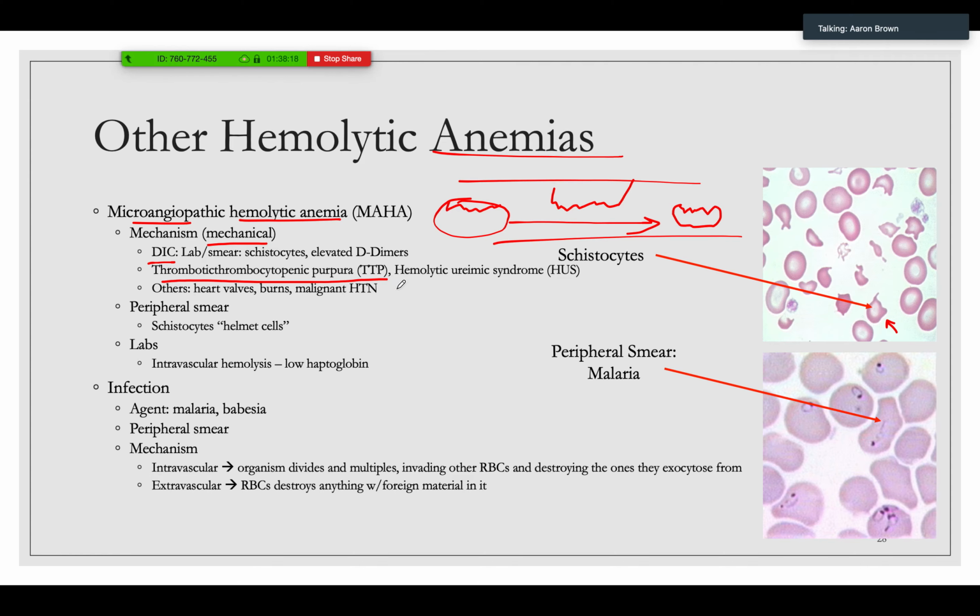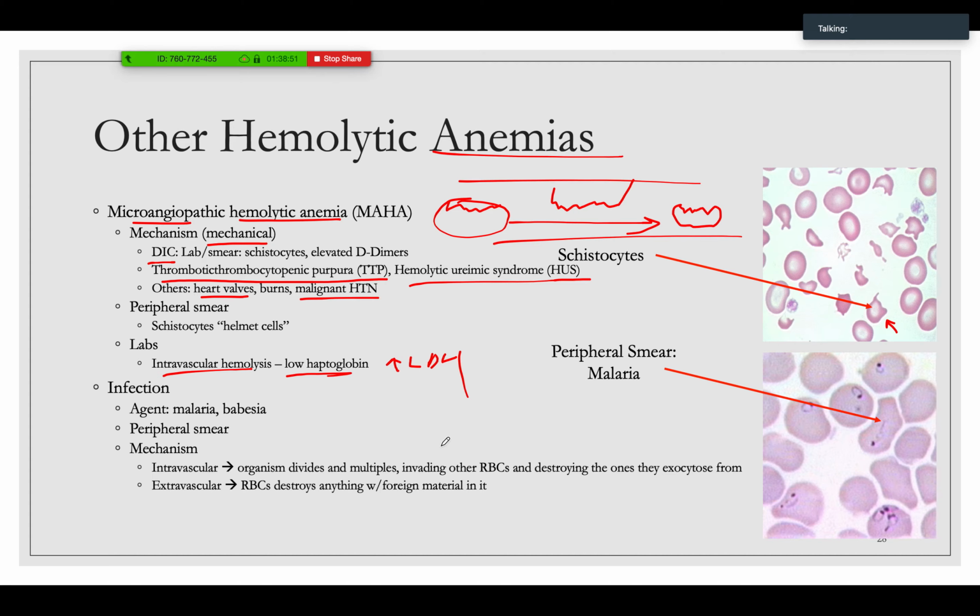TTP, we're going to talk about in one of the upcoming slides. HUS, we're going to talk about, but both of them qualify as microangiopathic. We have some mechanical destruction of red blood cells. Other causes, heart valve. If you have a mechanical heart valve or if you have aortic stenosis, that can chop up the red blood cells as they go by. Malignant hypertension can cause this as well. And because this is happening in the vessels, low haptoglobin, increased LDH is what you should expect to see.